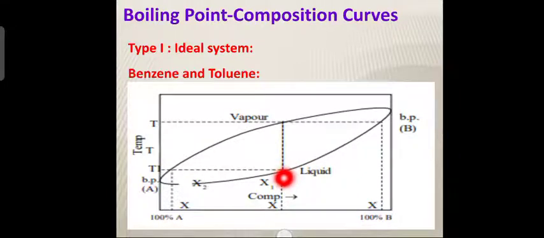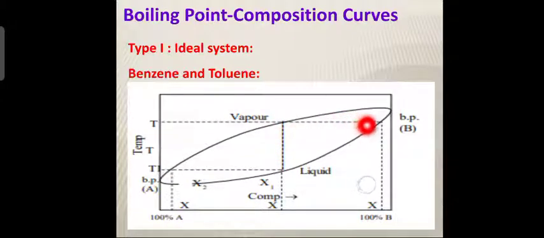Now, what is x1? This point will have a higher percentage of B and a lesser percentage of A. Suppose you take this composition, which is the composition x1, and boil. It will boil at this temperature. What is the temperature? Temperature T. It will boil at this temperature and it will give vapor of this composition.